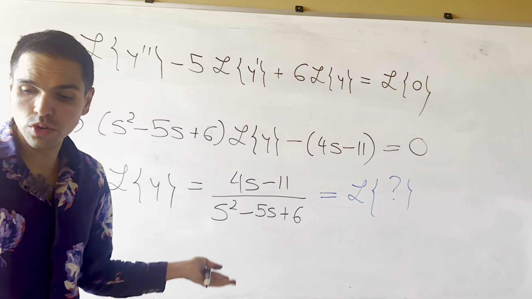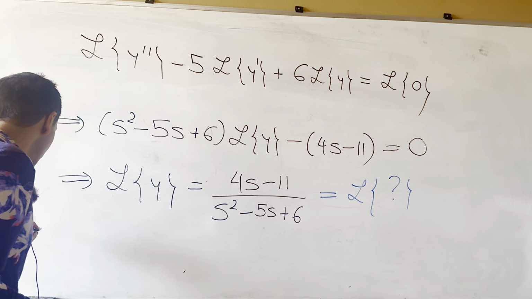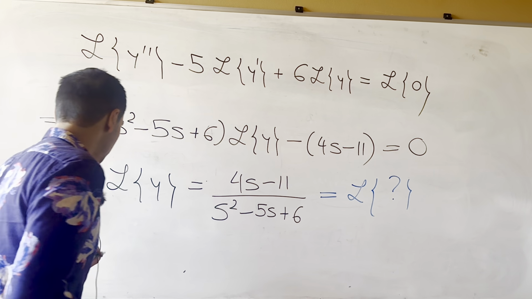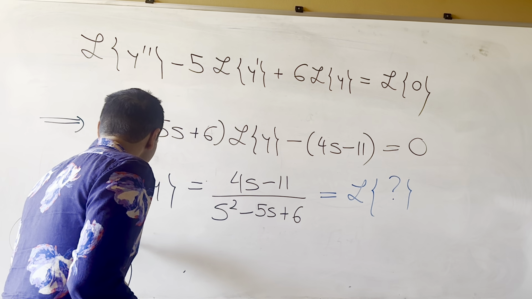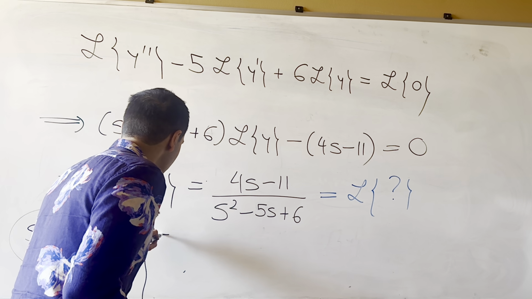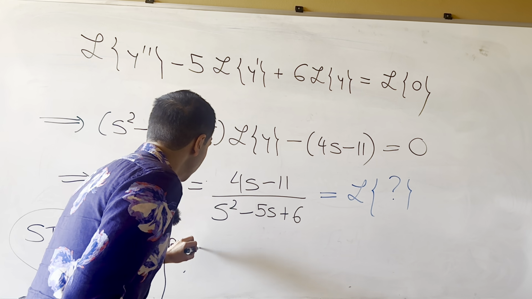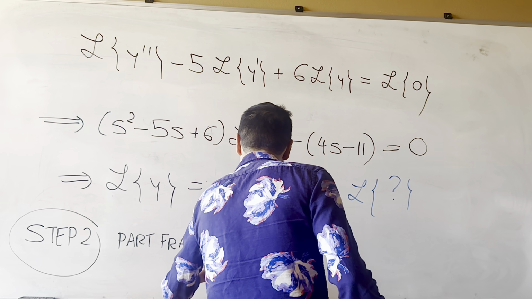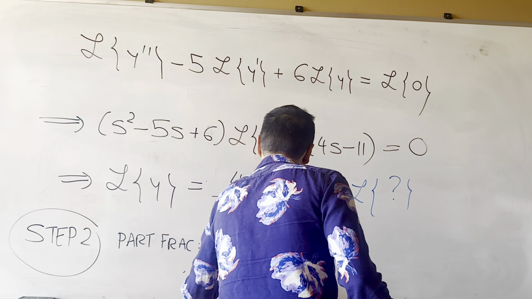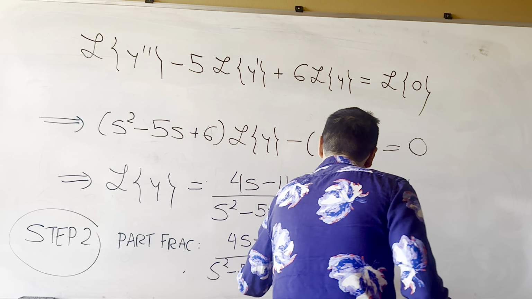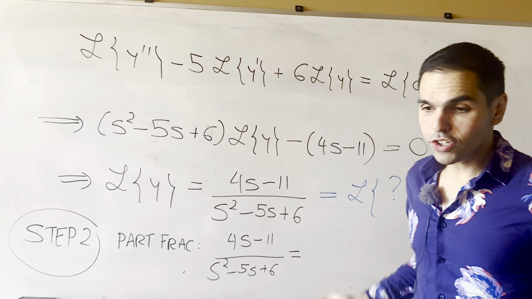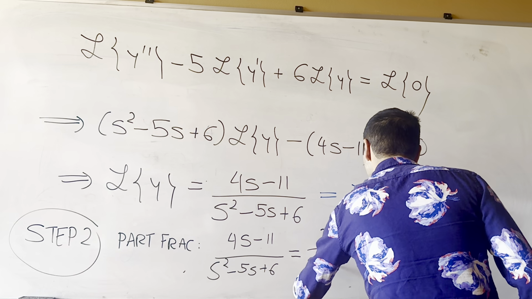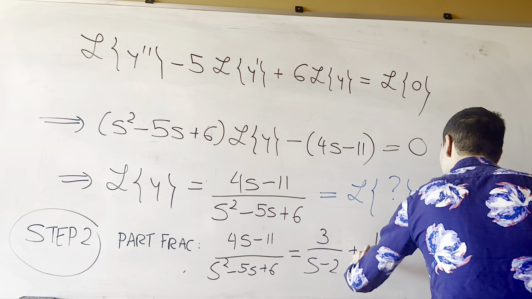And in order to do that, we use partial fractions. So step 2, partial fractions, and we wrote this as 4s minus 11 over s squared minus 5s plus 6. If you partially fractionate this, I think you get 3 over s minus 2 plus 1 over s minus 3.